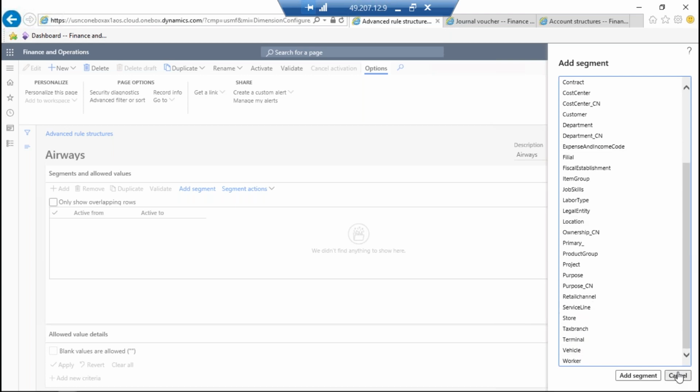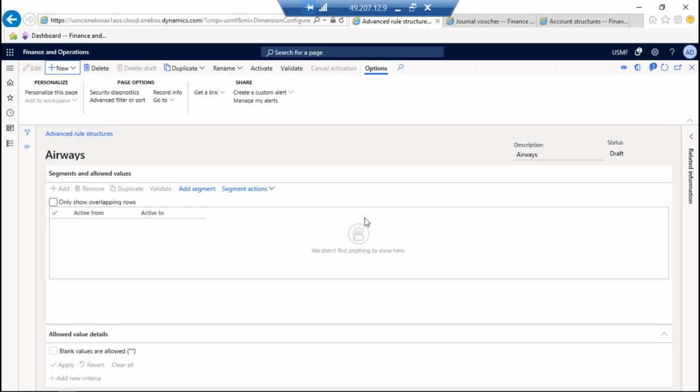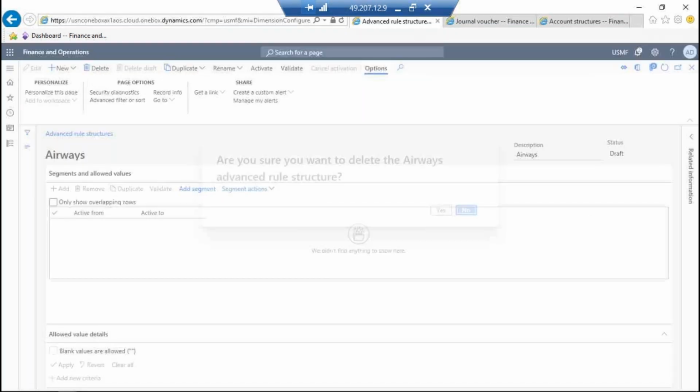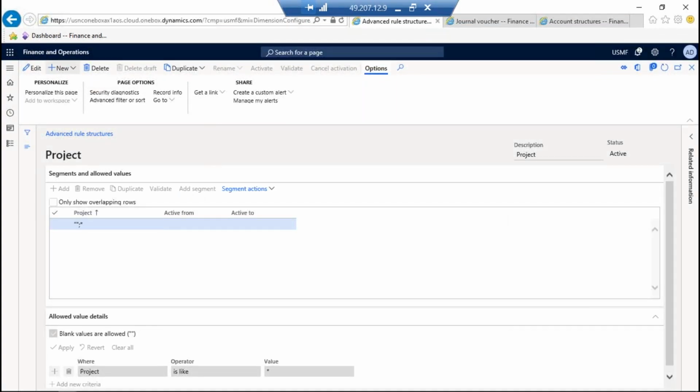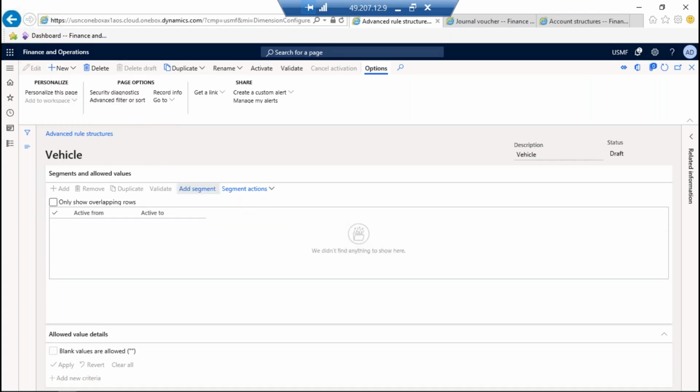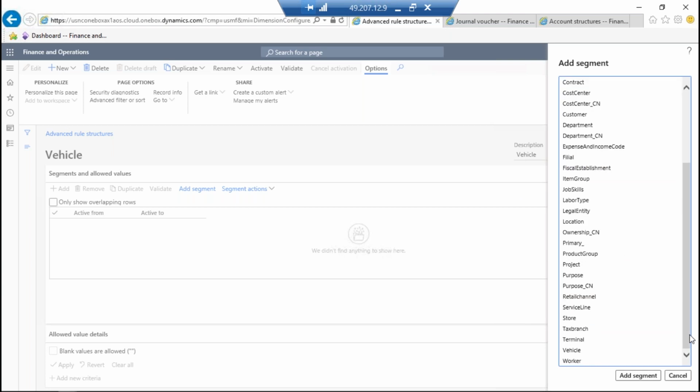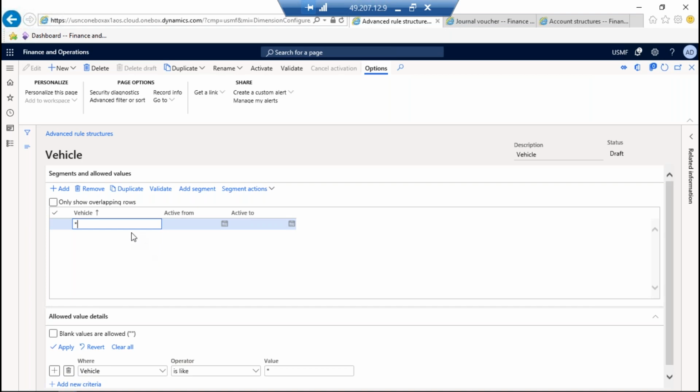Suppose vehicle is there. So what I will do, I will create a vehicle. Let me delete this one. Let me create a new one, vehicle. Click OK. Now add segment, vehicle. Financial dimension should be already created. So if you want to make it mandatory, you should not select the checkbox. If you want to make it optional, same, then it is optional.